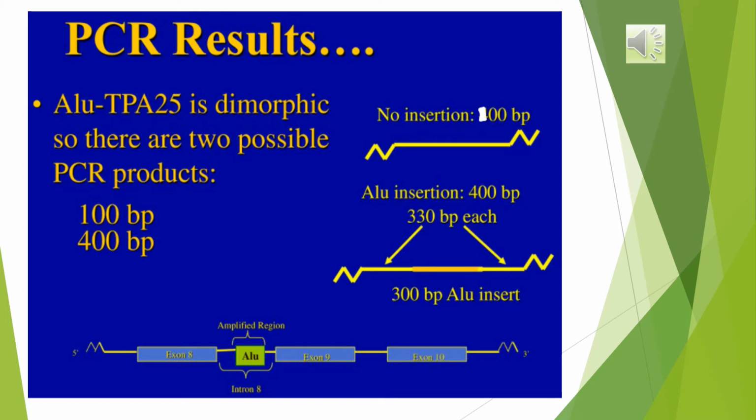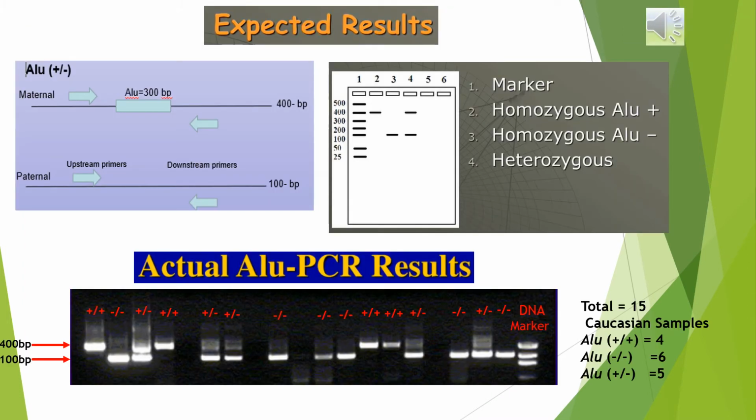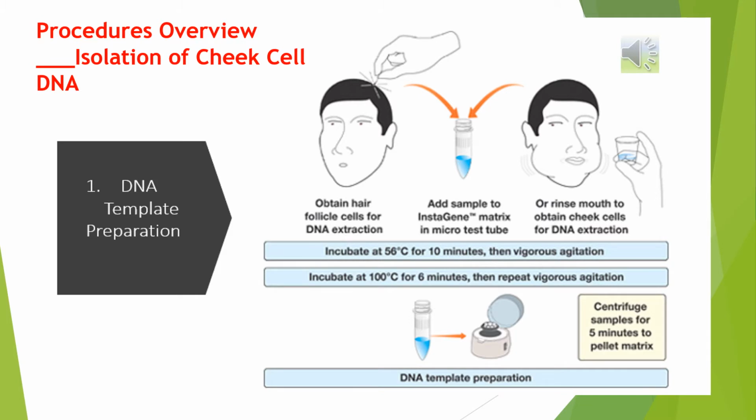Since ALU TPA25 is dimorphic, we can get two possible results, a 100 base pair or a 400 base pair, sometimes even both. A 100 base pair will be considered a negative homozygous ALU. A 400 base pair will be considered a positive homozygous ALU, while a 100 and a 400 showing together will be heterozygous.